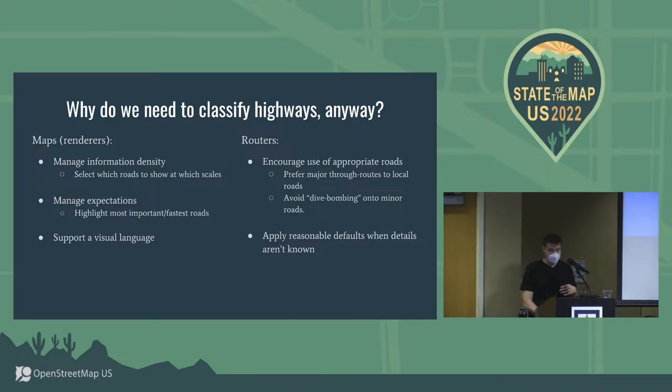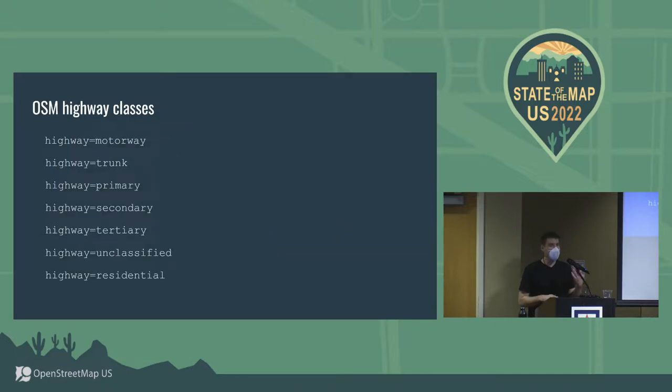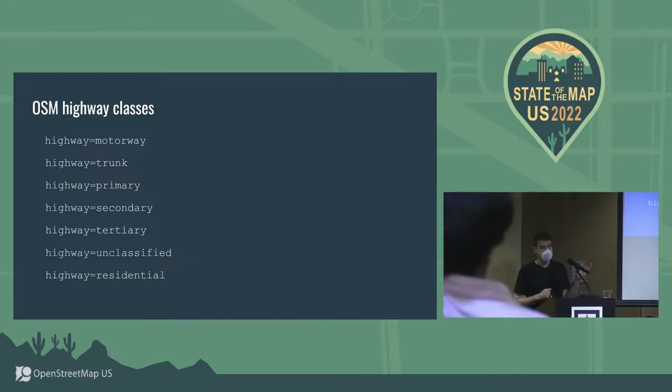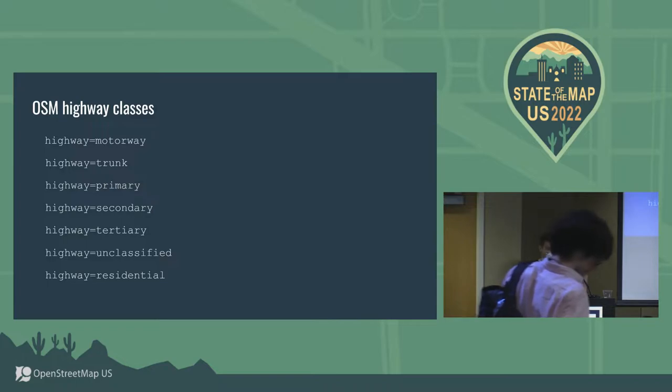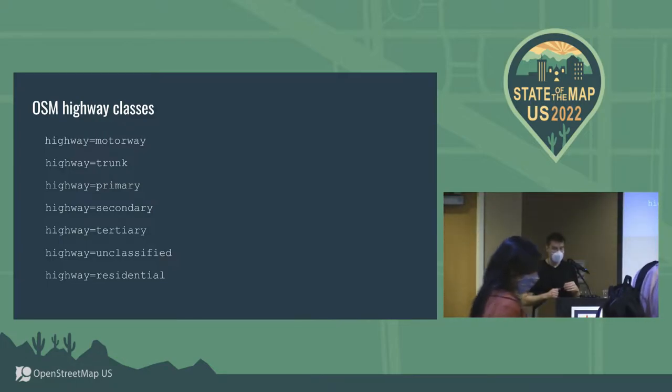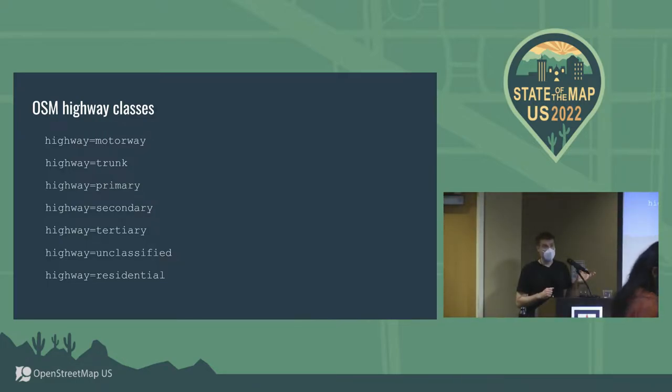And so when we talk about highway classifications, we're talking generally about the OSM highway key. These terms: motorway, trunk, primary, secondary, tertiary, unclassified, which is a Britishism, and residential, are classifications in OpenStreetMap. How we translate those to our American context is a kind of tricky thing because these words are not naturally used in how we talk about highways.